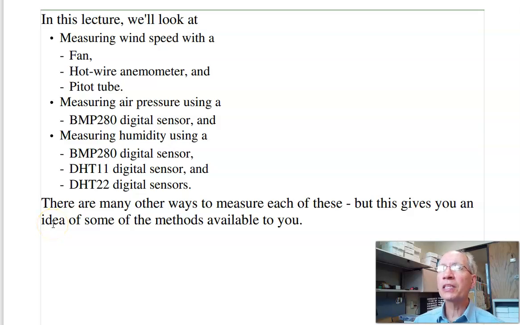So what we're going to look at in this lecture is measuring wind speed three different ways: using a fan, using a hot wire anemometer, and using a pitot tube. We'll look at measuring air pressure using a BME or BMP 280 digital sensor, and measuring humidity using a BMP 280, DHT11, and DHT22 sensor. And there are other ways to measure each of these, but this gives you an idea of some of the methods available to you.